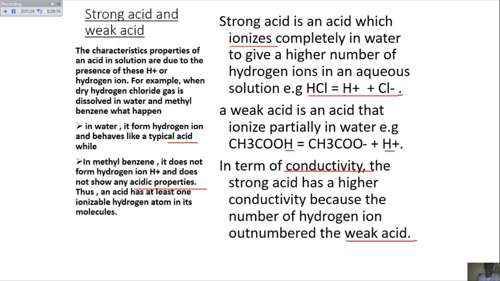Thus, an acid has at least one ionizable hydrogen atom in its molecule. What are we talking about here? When you have HCl and you put it in water, it will give H plus and Cl minus. This is showing you a typical acid substance. But in methylbenzene here, we have methylbenzene.